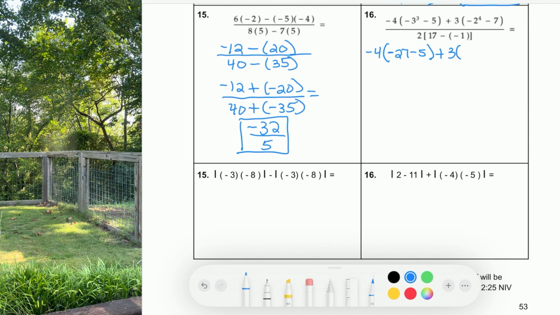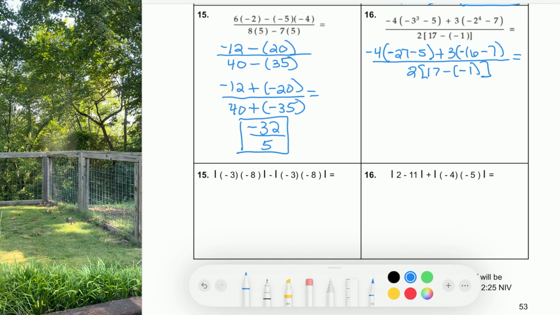Same thing here with the negative 2 to the 4th power. We're going to end up with negative 16 minus 7. And then in the bottom, I'm just going to rewrite it. We haven't done anything here yet.